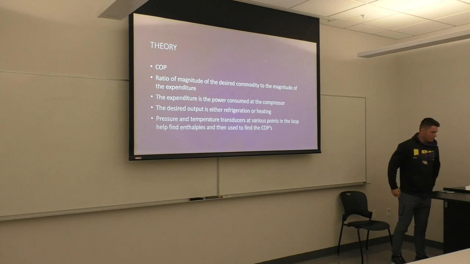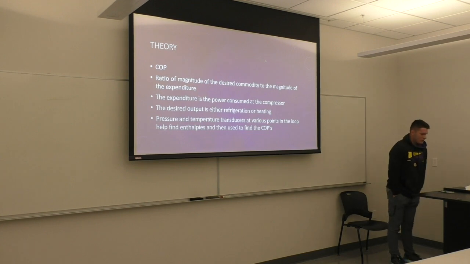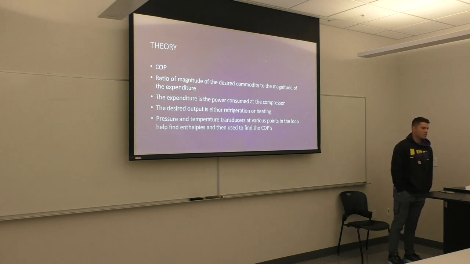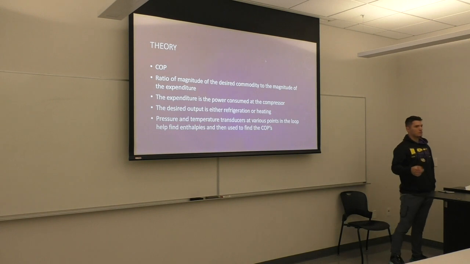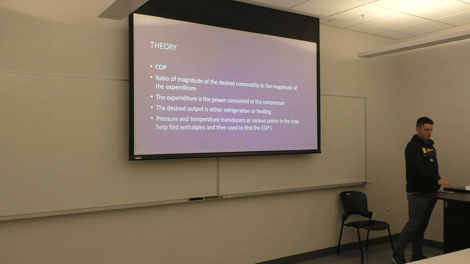All right, so theory. COP is the ratio of the magnitude of the desired commodity to the magnitude of the expenditure. The expenditure is the power consumed at the compressor. The desired output is either refrigeration or heating. And the pressure and temperature transducers, which measure the pressure and temperature at various points during the cycle, are used to find the enthalpies in the pH diagram and the COPs. So it depends on where you take that number, the COP that comes out.